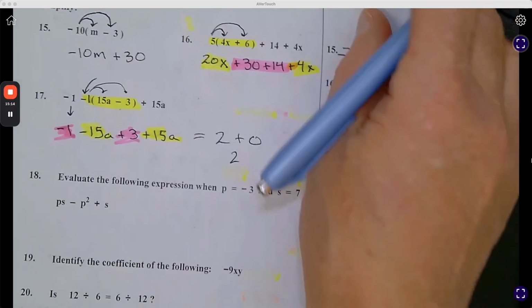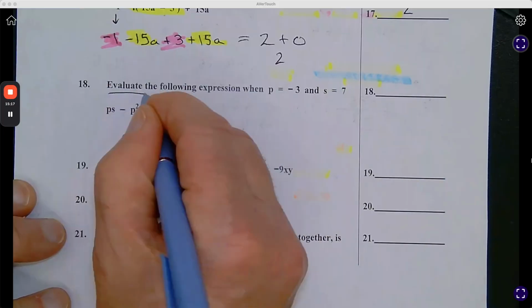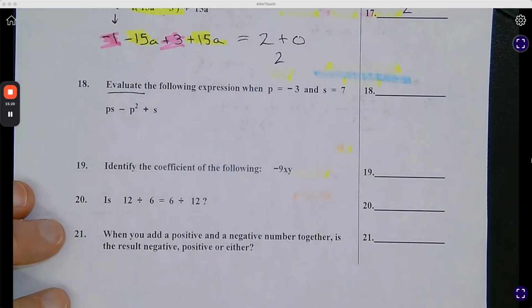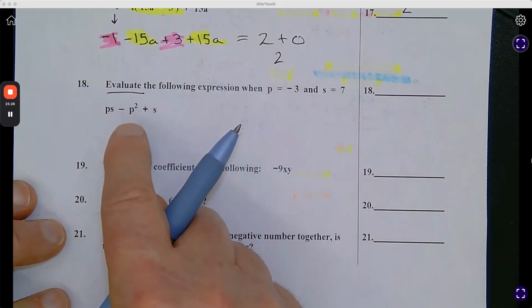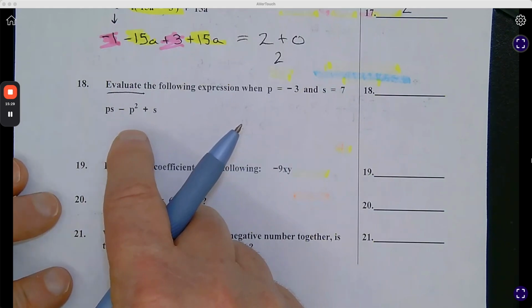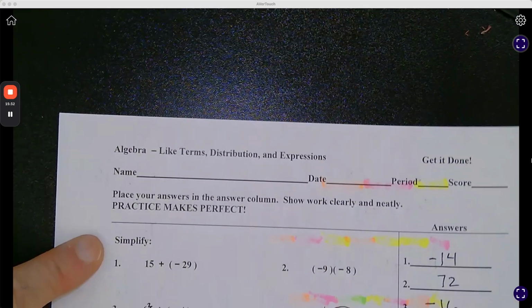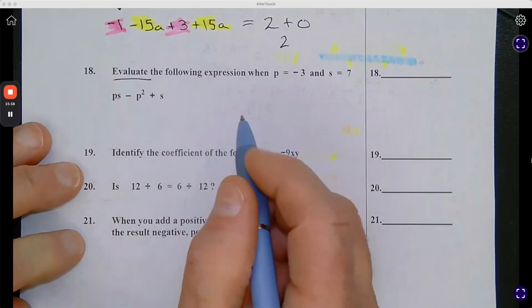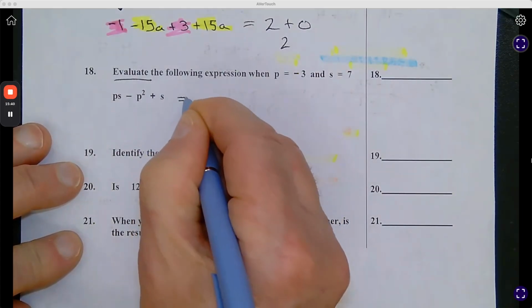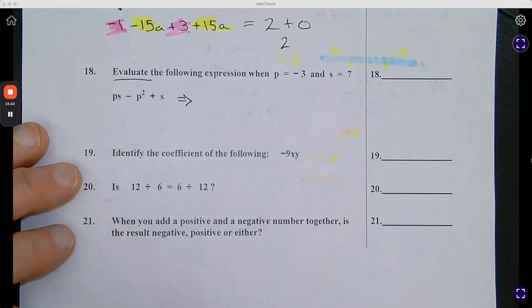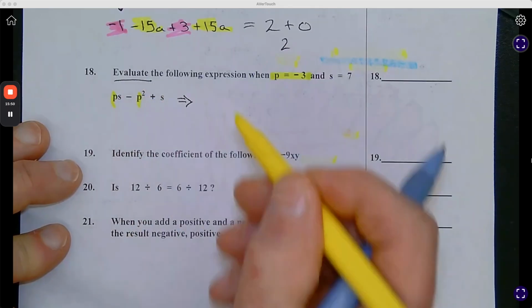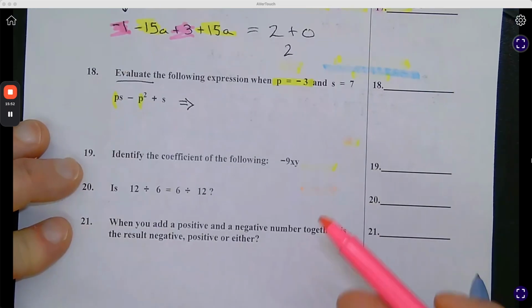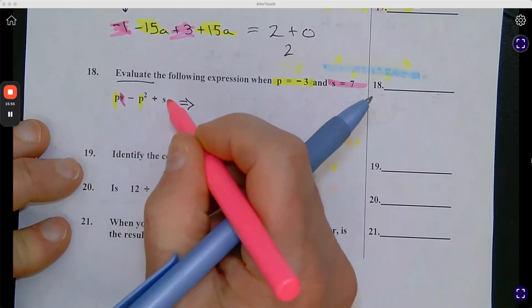Okay, evaluate. This is new. This is a new direction. Evaluate. That means you have to substitute numbers in for the variables and then perform the order of operation. The word simplify means perform the order of operations. Evaluate means substitute and then perform the order of operations. When I substitute, I use parentheses. Notice, P is negative 3. So there's a P and there's a P. S is 7. There's an S and there's an S.